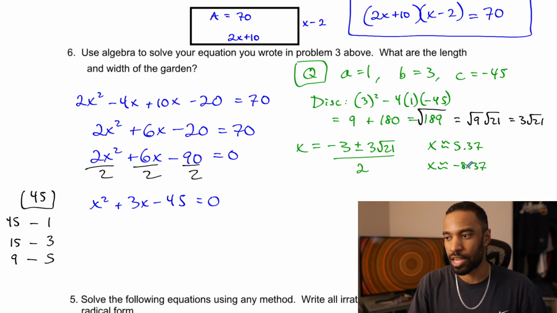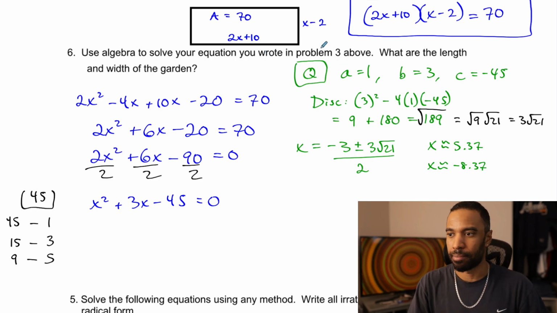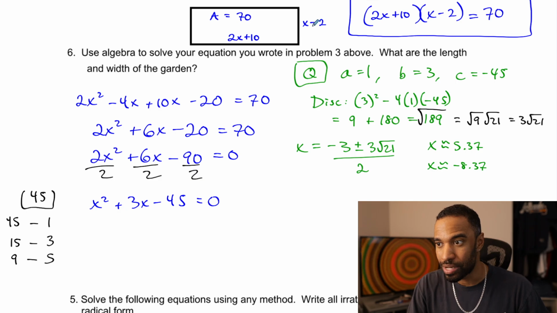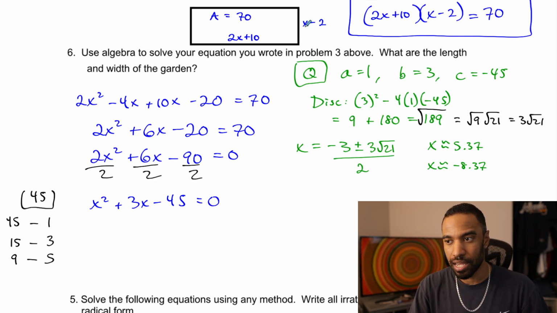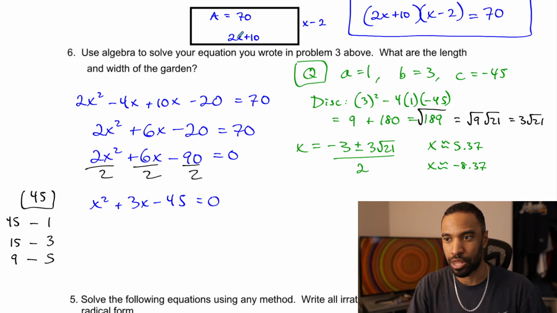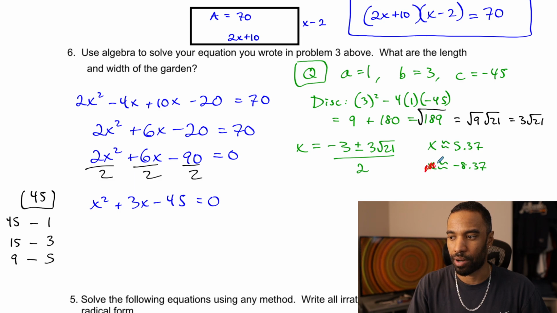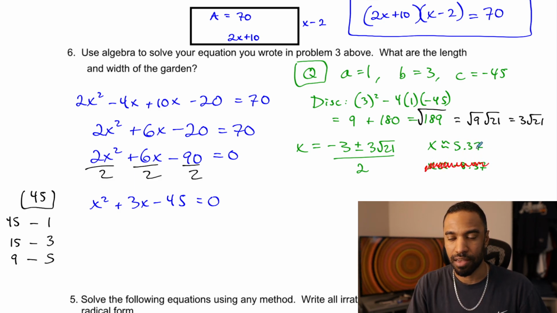The problem is, guys, when I plug in negative 8.37 or something along those lines, I'm going to get negative 8.37 minus 2, which is like negative 10.37. It's a negative width, and I can't have that. This thing would also probably give me a negative length, and I can't use that either. This one's ruled out. I can't use it as one of my answers, but 5.37 is something that I can use.